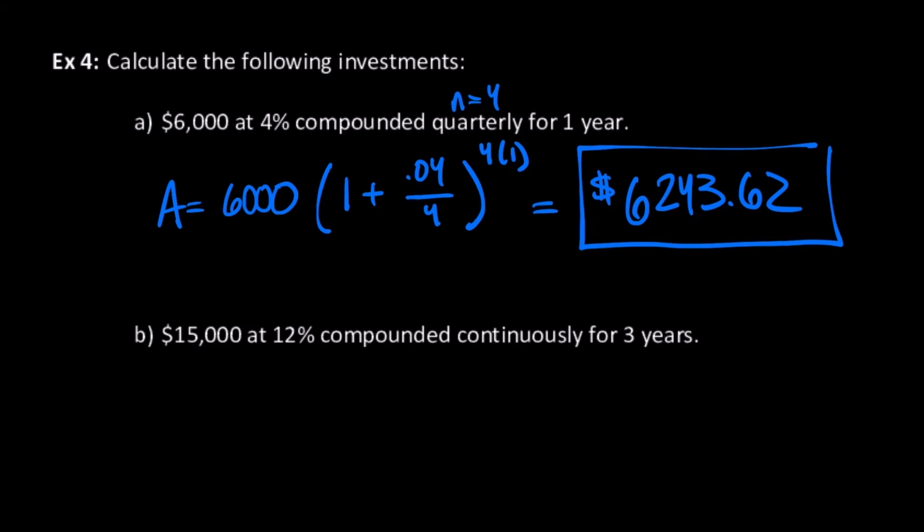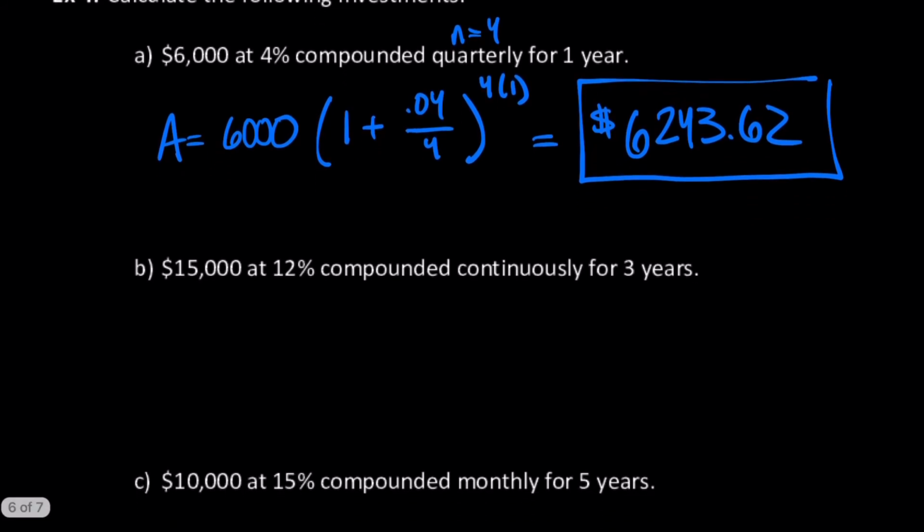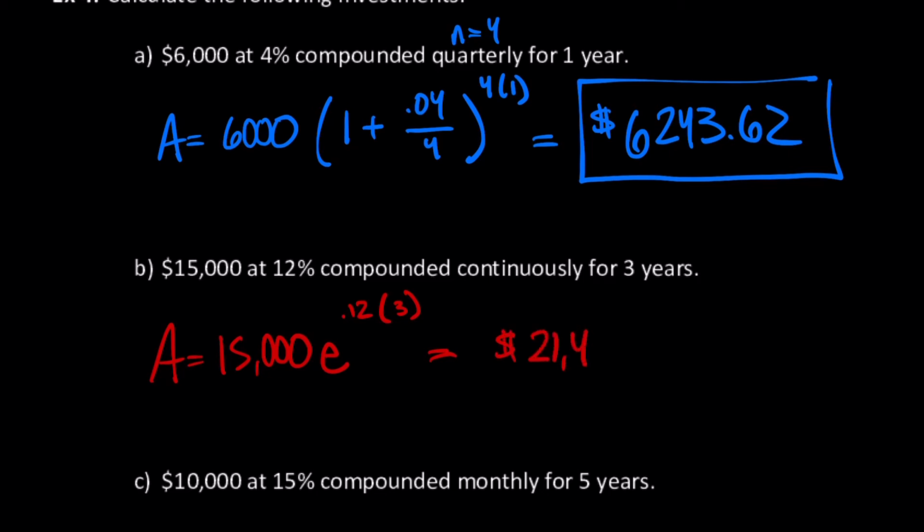Okay, how about $15,000 at 12% compounded continuously for 3 years? So this is a different formula. This is our PERT formula. It'll look like this. A equals 15,000 times e to the r, so that's 0.12, times the number of years, 3. We'll throw that into the calculator, and that gives us $21,499.94.